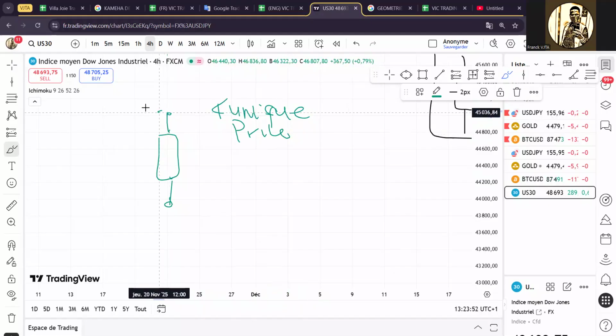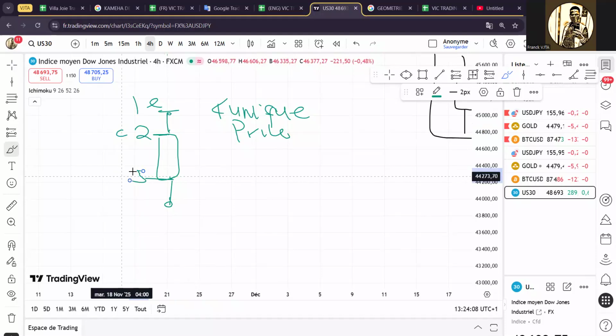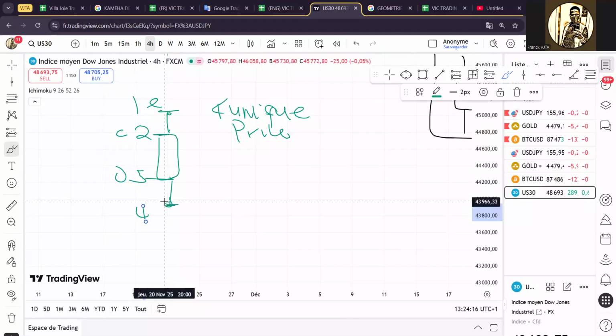You have the extreme top of the wick, that is one price. You don't have two extremes. Then you have the close of the candle, that is the unique price number 2. The opening of the candle, that is the unique price number 3. And then the bottom wick, that is the unique price number 4. You don't have two bottoms of a wick. That price is so unique.